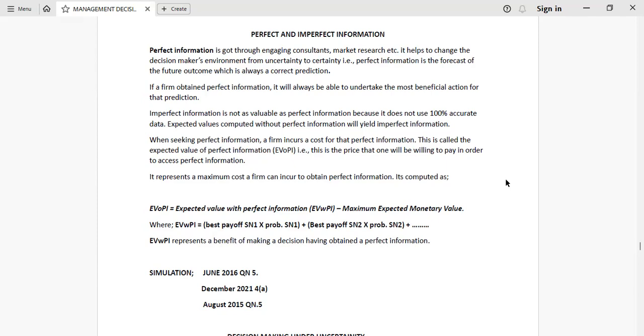We have two terms here, and these two terms normally confuse students. We have the expected value with perfect information. That is one of the key terms that we have. And we also have the expected value of perfect information. So those two items normally confuse students. But I want to make clarity on some of those so that you can understand what we are actually dealing with.